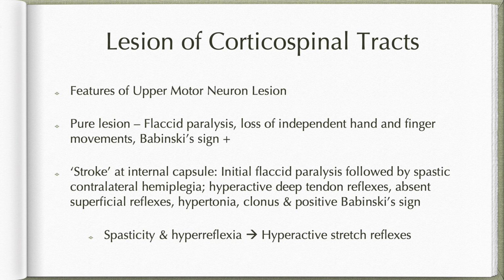So what happens in the lesion of a corticospinal tract? It is a classical upper motor neuron lesion. Pure lesion of CST will bring about flaccid paralysis, loss of all independent hand and finger movements, and Babinski sign will be positive. Whereas in case of stroke, which involves other tracts also, there will be associated hyperreactive deep tendon reflexes, absent superficial reflexes, hypertonia, clonus, and positive Babinski sign. We see an initial flaccid paralysis followed by spastic contralateral hemiplegia.